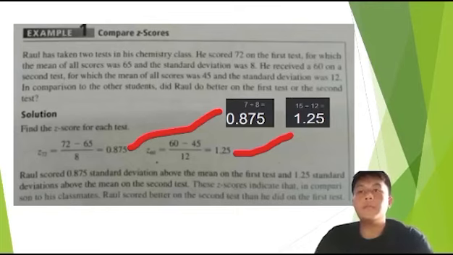Bakit tinawag na above the mean? Kasi greater than 0. Above the mean or greater than 0 on the first test, and 1.25 naman standard deviation above the mean on the second test. These scores indicate that in comparison naman to his classmates, Raul scored better on the second test than he did on the first test.